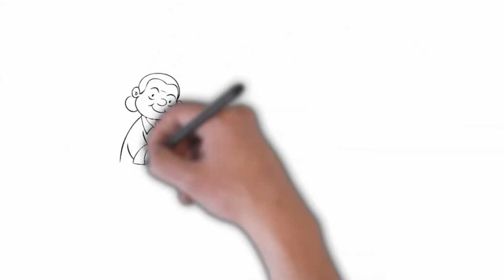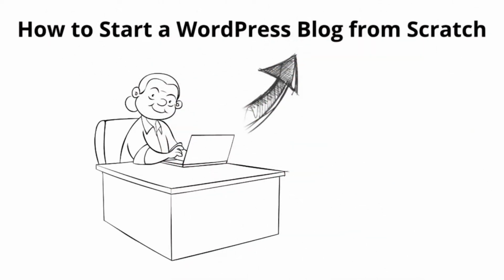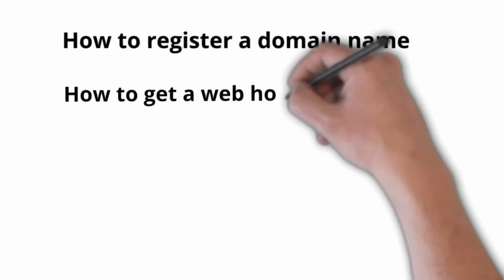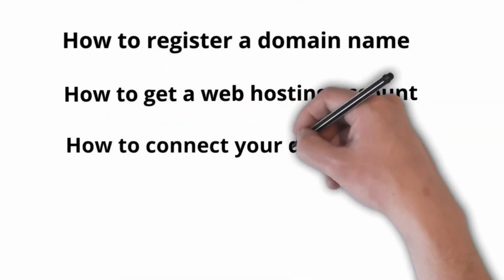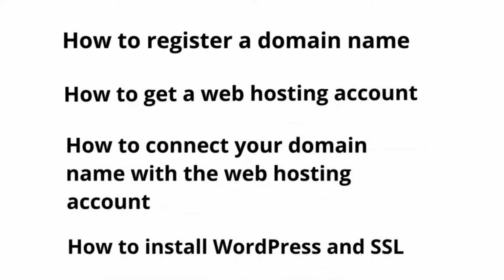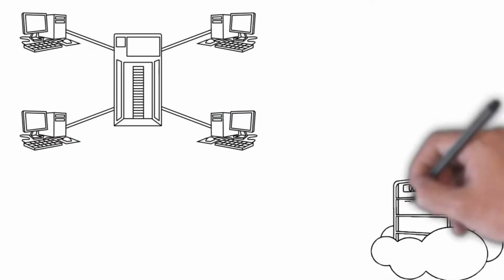In this video, we are going to show you how to start a WordPress blog from scratch. We are going to teach you how to register a domain name, how to get a web hosting account, how to connect your domain name with the web hosting account, and how to install WordPress and SSL on your site. At the end of this tutorial, you will have all the information necessary to start your blog.